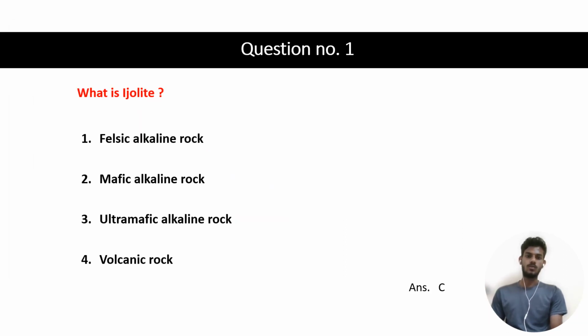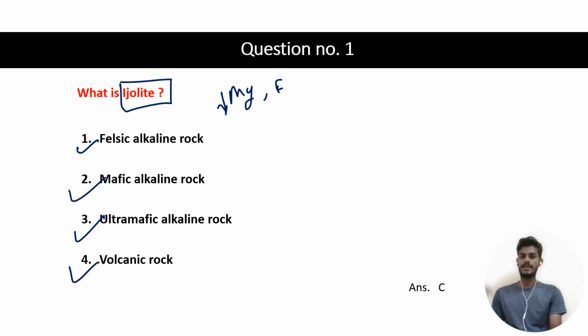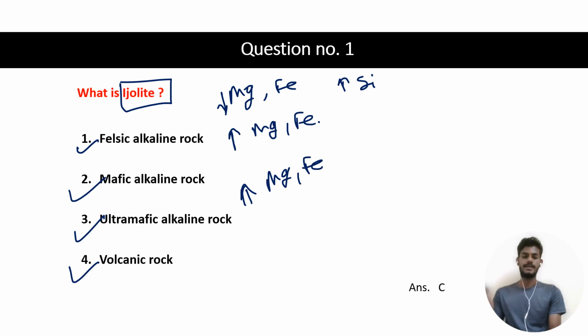It is asking what zeolite is. Whether it is a felsic alkaline rock, mafic alkaline rock, ultramafic alkaline rock or volcanic rock. You all know what felsic rocks are: felsic rocks have less magnesium and iron content but a high amount of silica. Mafic rock has a high, or you can say intermediate, amount of magnesium and iron, and in ultramafic rock you have a very high amount of magnesium and iron.